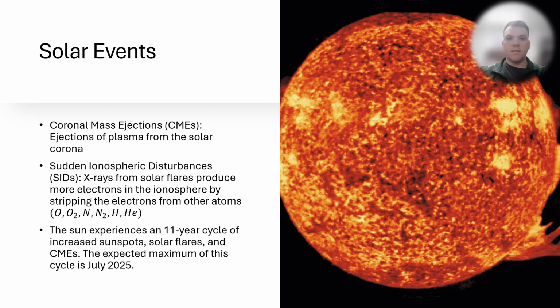The Sun experiences an 11-year cycle of increased sunspots, solar flares, and CMEs, where the expected maximum of the cycle is July 2025. The current cycle we are in began in 2019 and is expected to end in 2030.